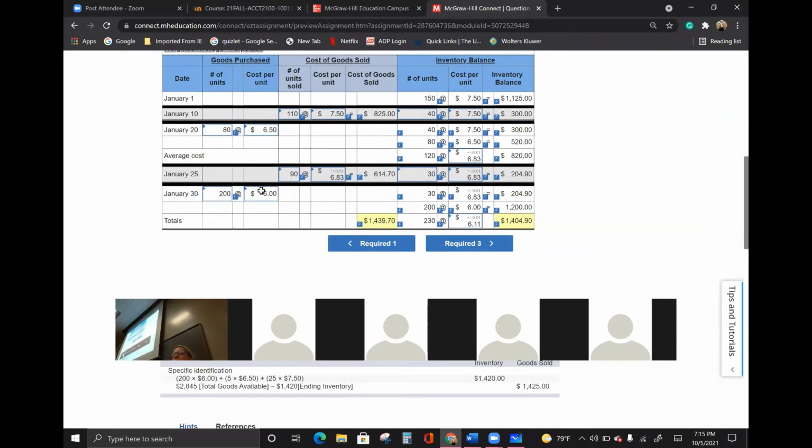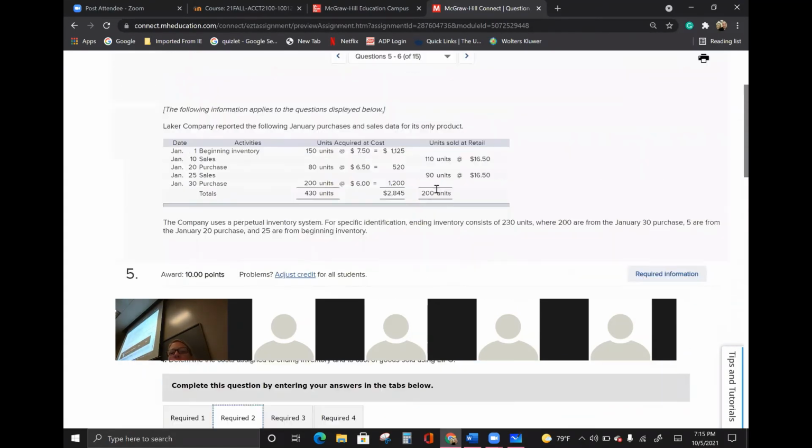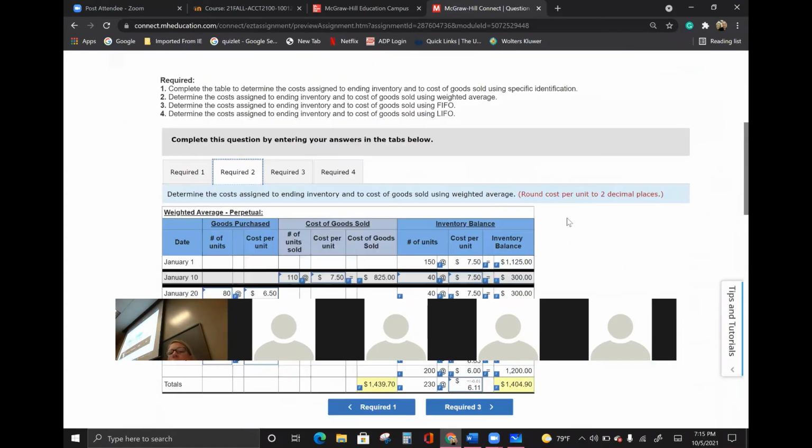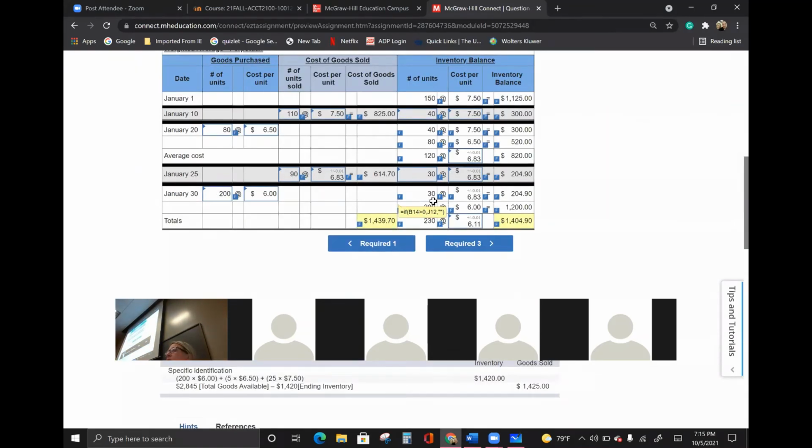So now what do I have available? I have 30 units at 683, and I have 200 at $6. I have a new average, $6.11. So the next time I sell, what am I using? Not the 683, not the $6. I'm using $6.11. That's my average. Okay, so that's what I'm left with. I didn't have any more sales after I bought that. So I calculate, what do I have available? 30 that I had left at $6.83 and the new purchase of 200. Calculate your new average. That is going to be your ending inventory.